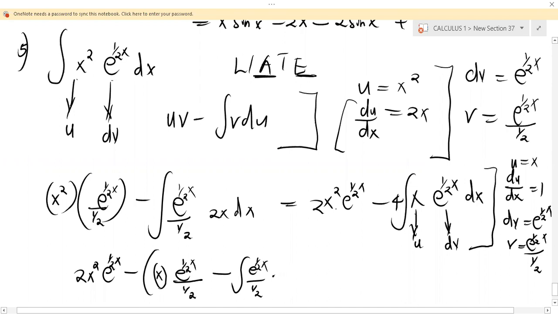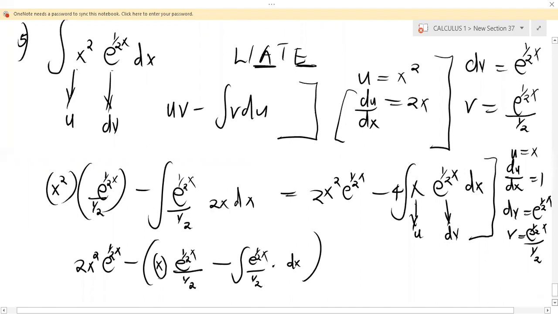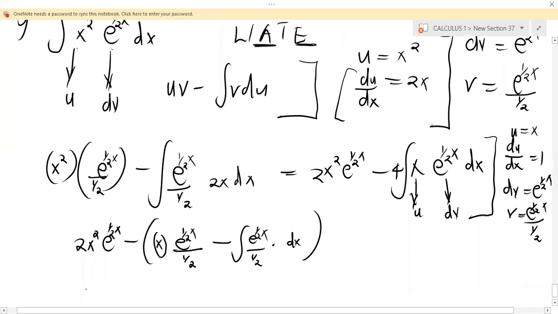And what's our du here? Our du is the same as dx. So that translates to 2x squared exponential a half x. Opening this, we will have minus 2x exponential a half x. And then opening this, we will have minus 2. If we integrate exponential a half x, we will have exponential a half x, all this divided by a half.